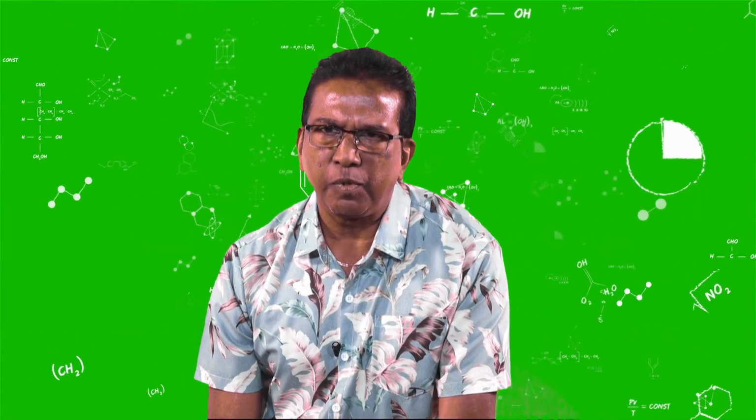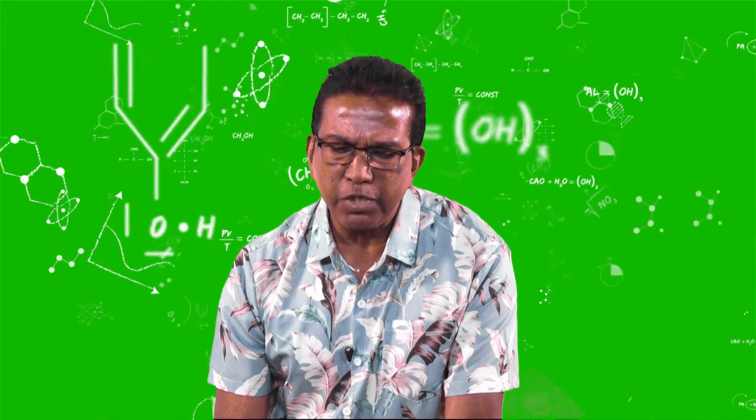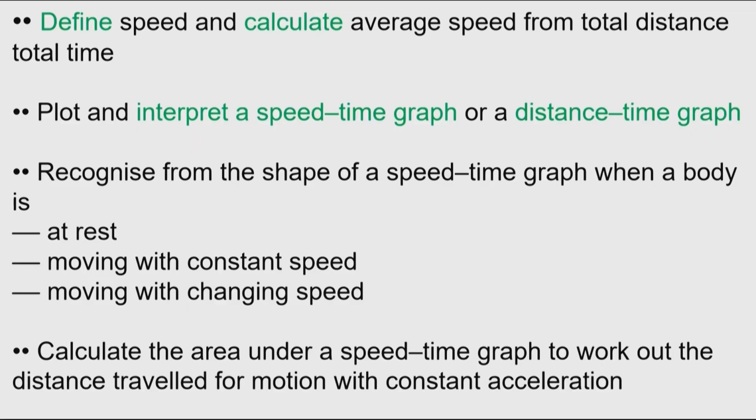Let us look at some of the objectives as laid down in your syllabus. You will have to be able to define the speed and calculate average speed from total distance and total time. You have to plot and interpret speed time graph, distance time graph. You will have to be able to recognize from the shape of the graph the type of motion that is happening, and also calculate distance from the speed time graph.